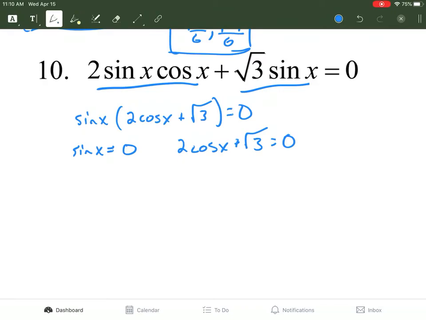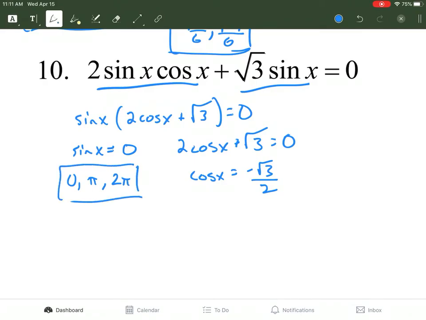The first one's already solved, so let's solve the second one. To get cosine of x by itself, we're going to subtract root 3. And we're going to divide by 2. Okay, so now they're both solved for either sine or cosine. We're looking for the radians. So where is the y value going to be 0? They're at 3 places, at 0, pi, and 2 pi. And then where is the cosine, the x term, going to be negative root 3 over 2? That is also going to be at 2 places. That's going to be at 5 pi over 6 and at 7 pi over 6.